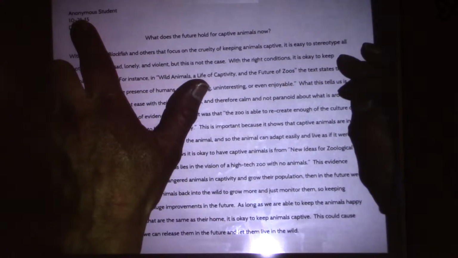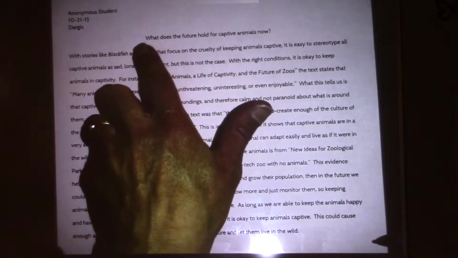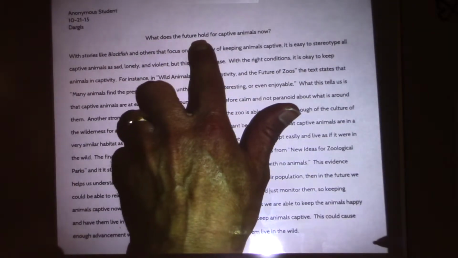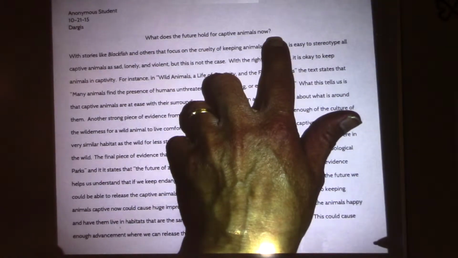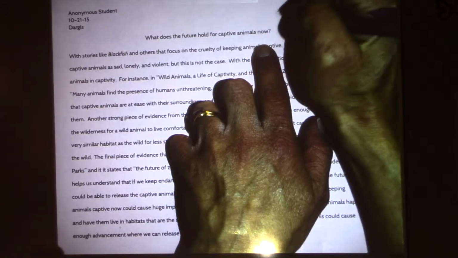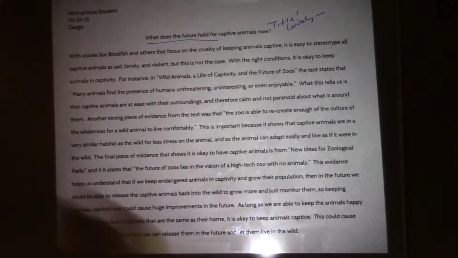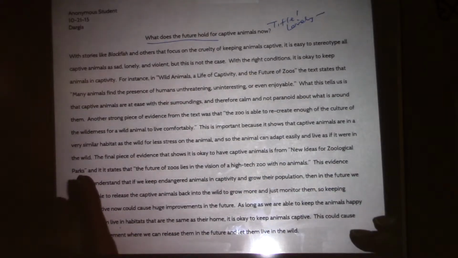And so with this student, I took the name off, right, because we want to protect everybody's privacy. But obviously, I think very highly of this piece, and the student did some great things in here. So with the title, what does the future hold for captive animals now? First off, one thing that I should make a note of is the fact that there is a title. Lovely. Okay? It is so nice that a student is using a title to capture the essence of what they decided to write about.